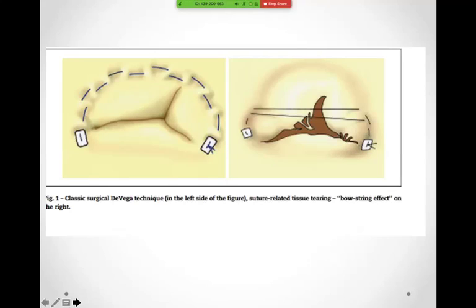So what is the problem in de Vega's annuloplasty? Basically, because we are using a suture, it can cut through and cause what is called a bowstring effect or a guitar chord effect.